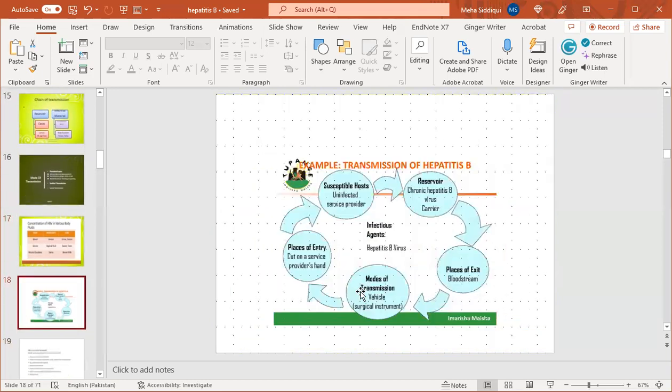Now, this is an example of how the infectious agent, the hepatitis B virus, is transmitted from a reservoir to a susceptible host. For example, here the reservoir is a chronic hepatitis B virus carrier. The virus exits through the bloodstream, then via a vehicle like a surgical instrument it enters through a cut on a service provider's hand, and then it infects the susceptible host, which is usually a service provider.